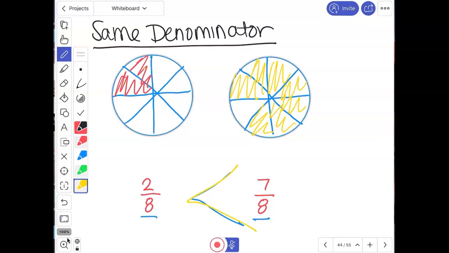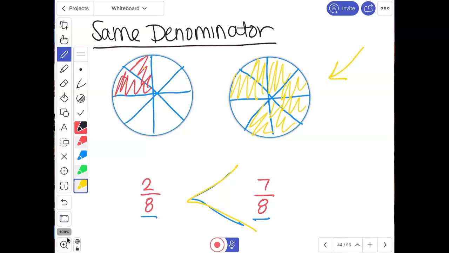Again, I didn't need my visual model because I knew that if the denominators are the same, the numerators tell me the answer. 2 is less than 7, so 2/8 is less than 7/8. But up here, what I did was I used my visual models to justify my math or to explain my reasoning.